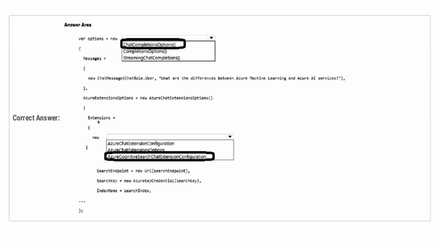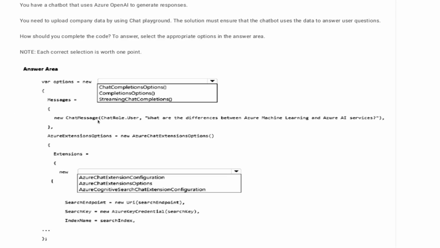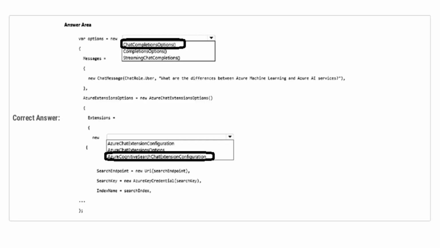And again, we need to pass this. We have to remember that whenever we are doing a chat thing, we need to pass the extension, so we need to pass this Azure Cognitive Search chat extension. Why? Because we have uploaded some data, so our chatbot will search in that data and give us a reply. You upload the data, Azure will internally index the data, and when we ask the question, it will search in the data and give us a reply. So that is the extension we need to use, the Azure Cognitive Search chat extension configuration.